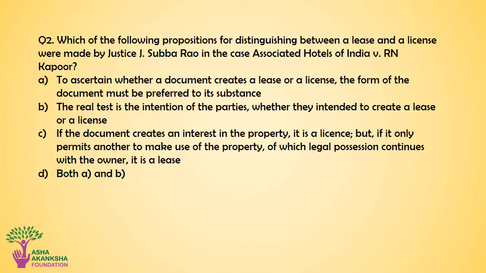Question number 2. Which of the following propositions for distinguishing between a lease and a license were made by Justice J. Subha Rao in the case Associated Hotels of India versus R.N. Kapoor? Option A. To ascertain whether a document creates a lease or a license, the form of the document must be preferred to its substance. Option B. The real test is the intention of the parties, whether they intended to create a lease or a license. Option C. If the document creates an interest in the property, it is a license.